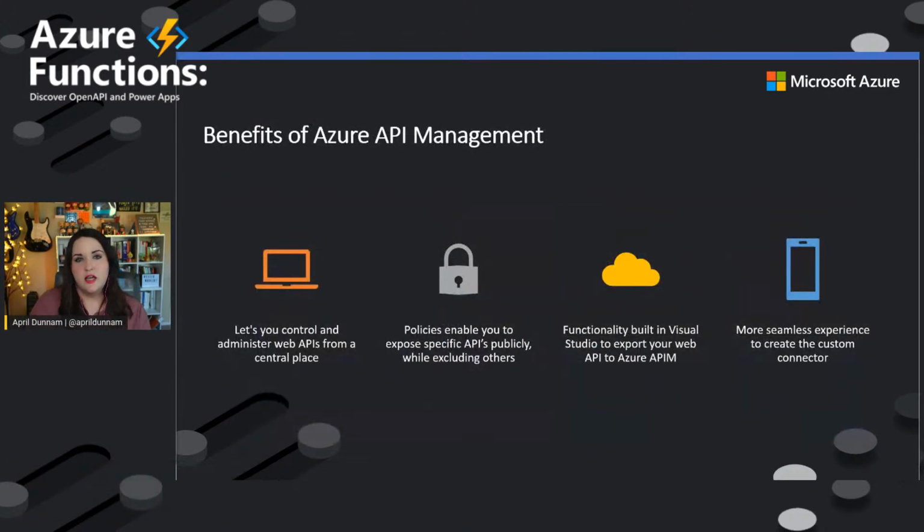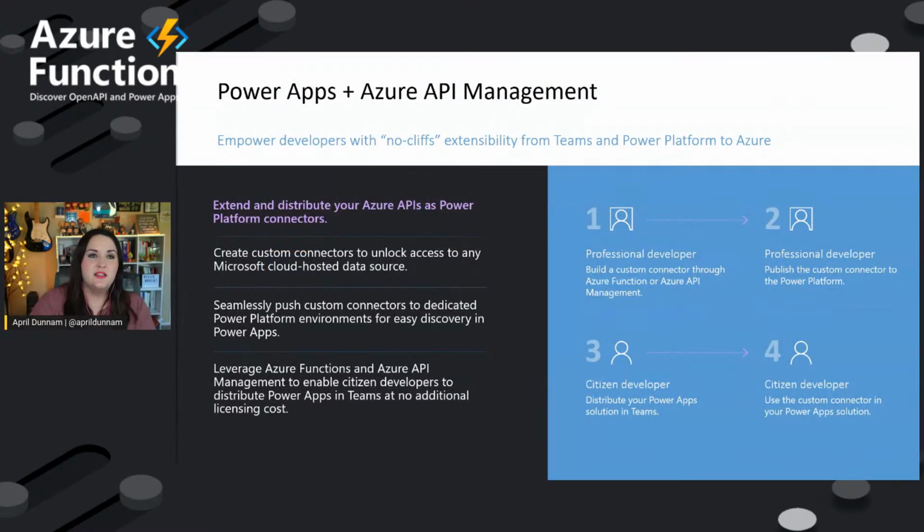So to sum up some of the benefits of why you might consider using Azure API Management to host your connector, rather than just doing what I showed in that demo and pointing to an OpenAPI document directly, is giving you the control and the ability to administer your web APIs from a central place. It's a big benefit. And also being able to set policies to enable you to expose your specific APIs publicly while maybe excluding others. And then, of course, functionality built into Visual Studio to export your APIs and a more seamless experience. Being able to export these APIs is super simple.